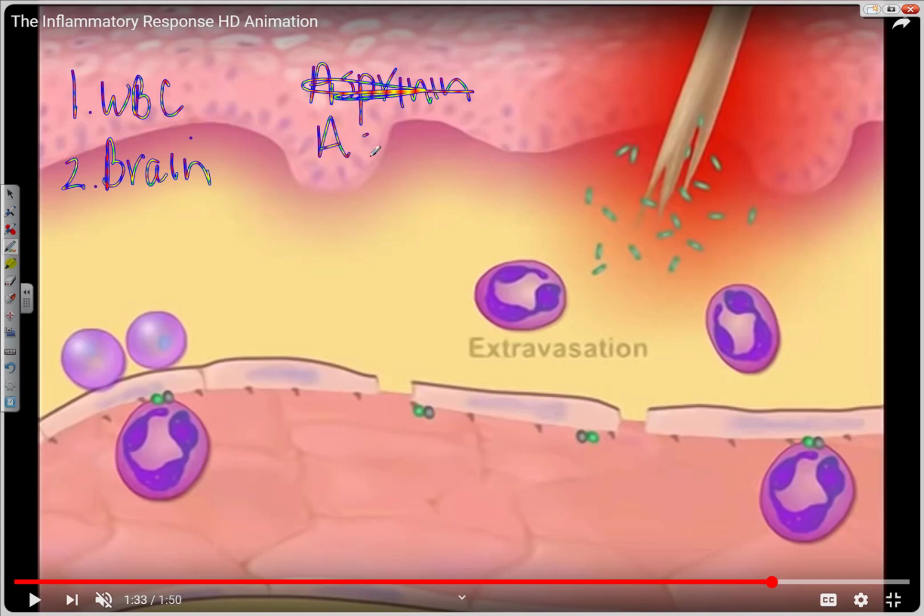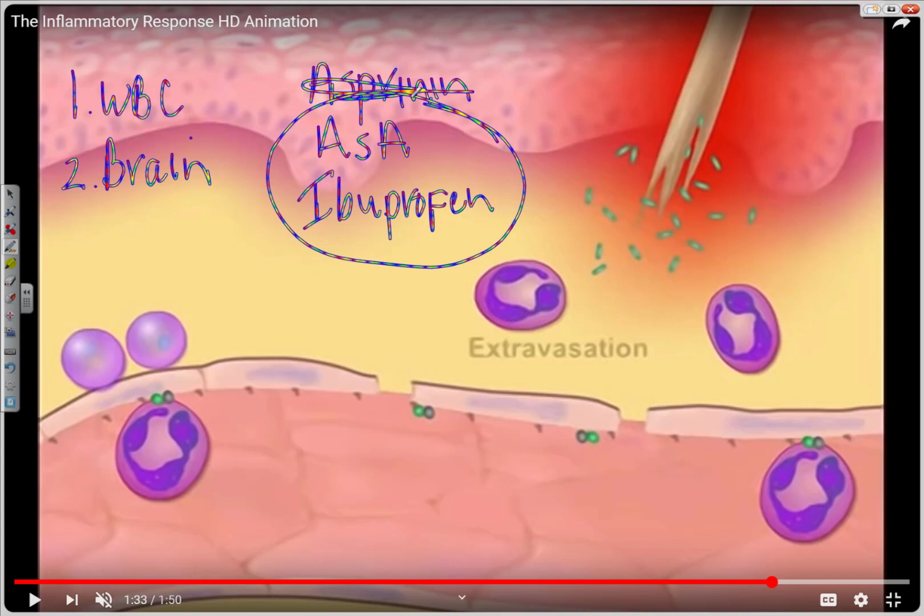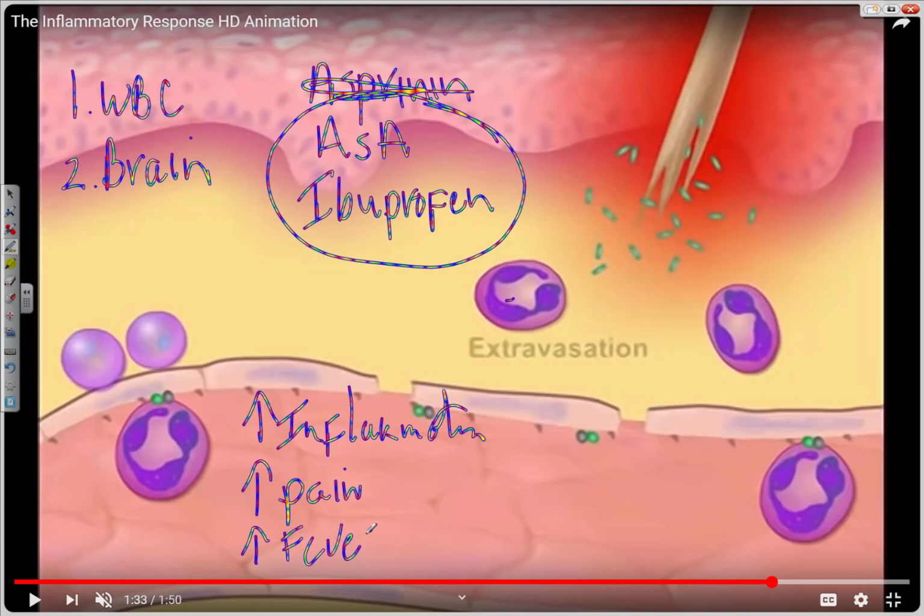Aspirin, abbreviated ASA, and ibuprofen. Both of these prevent the synthesis of prostaglandins by white blood cells. What did prostaglandins do? They increased inflammation. They increased pain. They stimulated nociceptors, and they increased your body temperature. They gave you a fever.